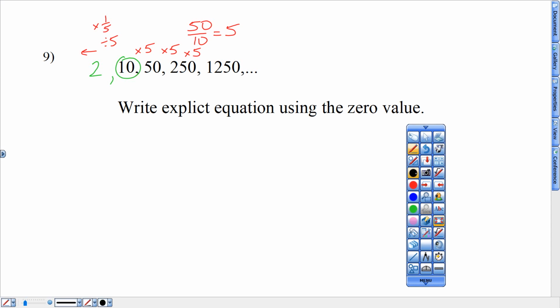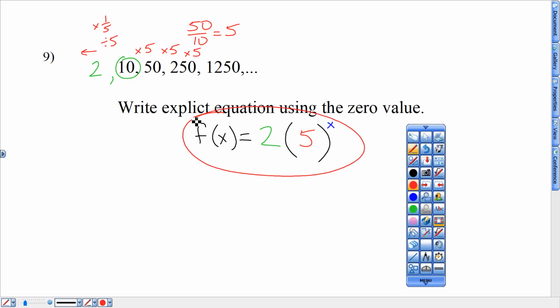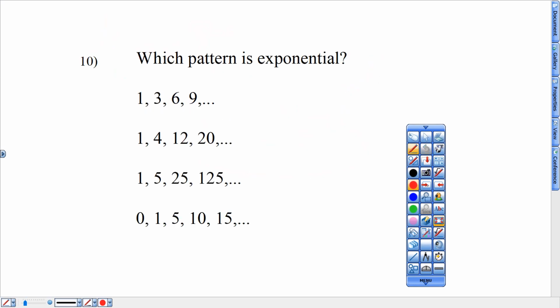Now I have enough to write my explicit function. I use that green 2. I write that first. And then in parentheses, I write that red 5. And I'm raising that to the x power. That is explicit geometric, going to be a curved line with a dot or a line drawn through the coordinates. All right, here we go.